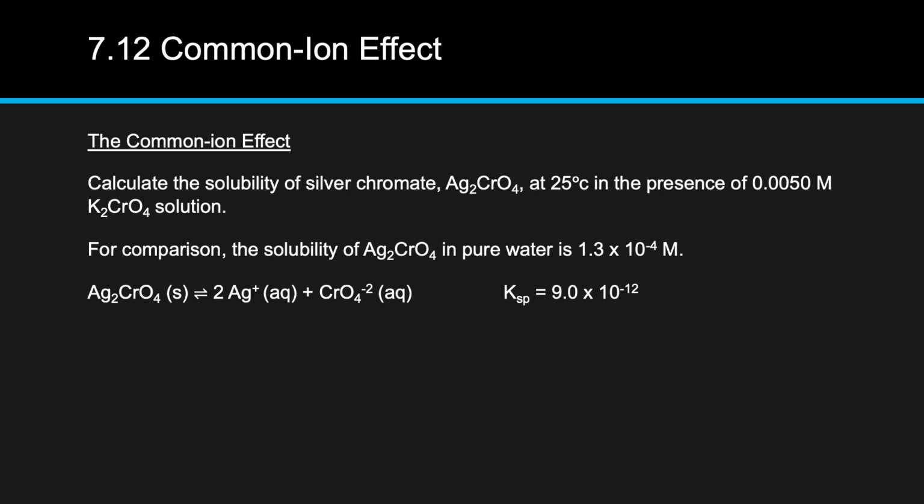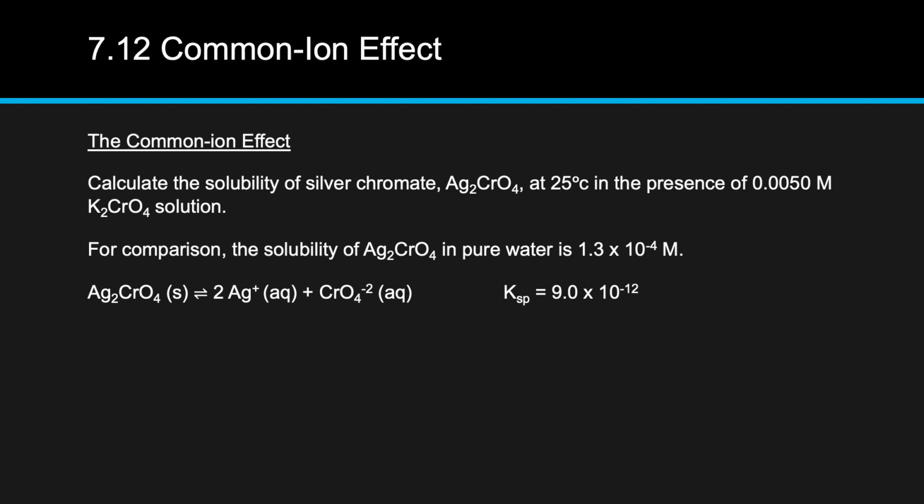All right, so calculate the solubility of silver chromate at 25 degrees Celsius in the presence of 0.005 molar potassium chromate solution. For comparison, the solubility of silver chromate in pure water is 1.3 times 10 to the negative 4th molar, and you are given the solubility equilibria and the constant.